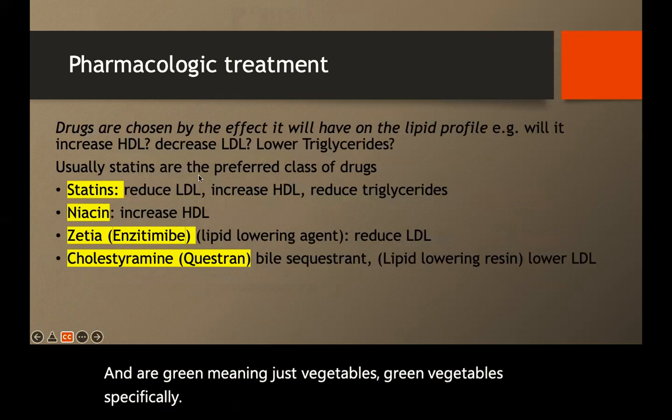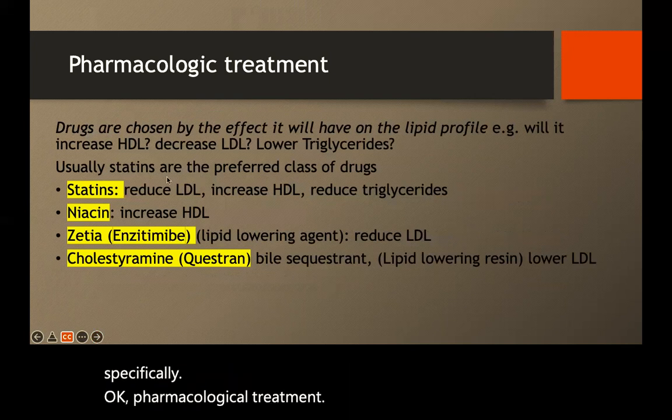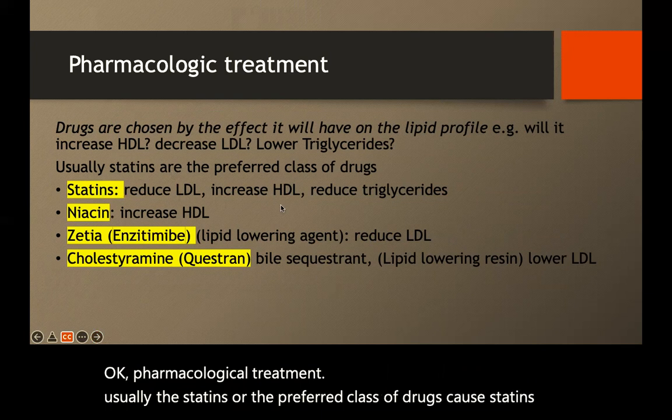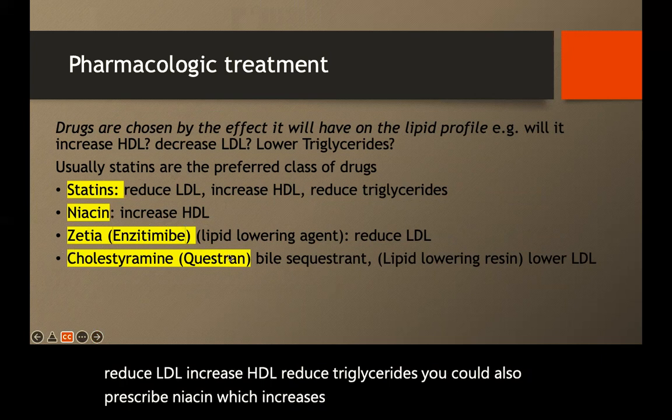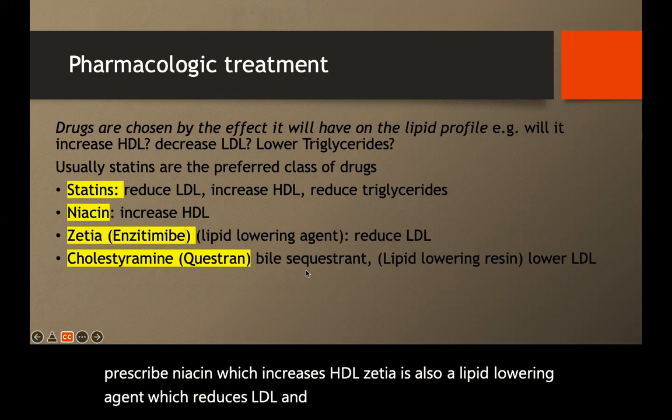Okay, pharmacological treatment. Usually the statins are the preferred class of drugs because statins reduce LDL, increase HDL, and reduce triglycerides. You could also prescribe niacin, which increases HDL. Zetia is also a lipid lowering agent, which reduces LDL. And you have Questran, which is a bile sequestrant, which lowers LDL.